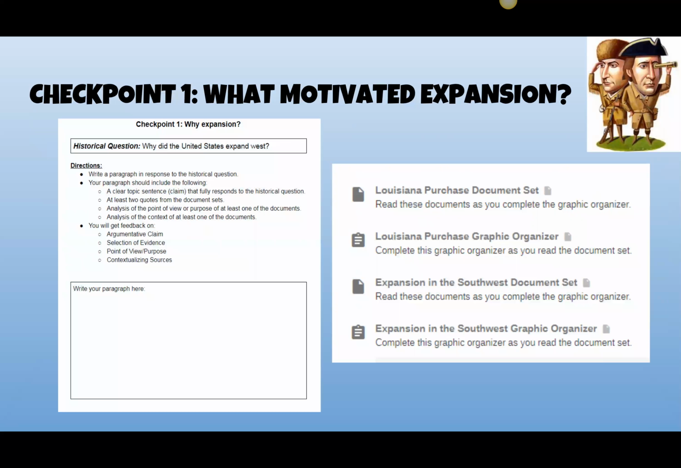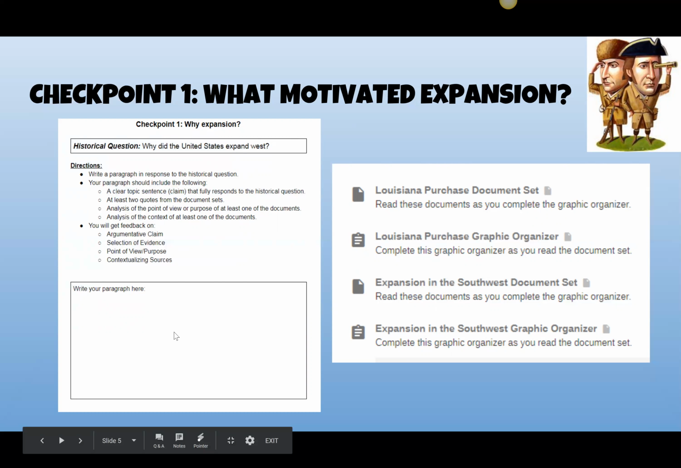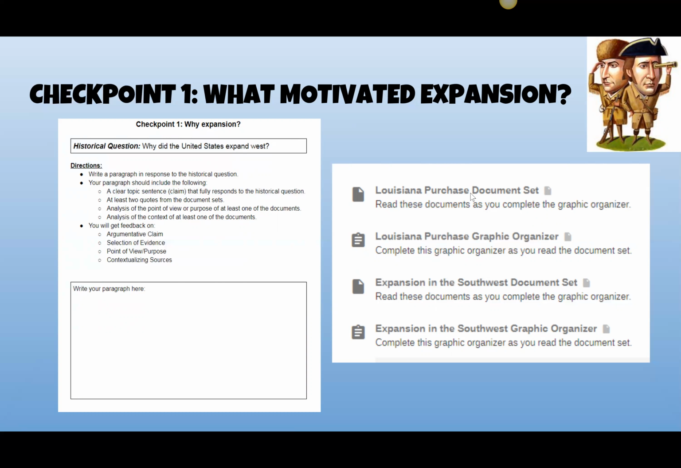For checkpoint 1, it's all about what motivated expansion. So why did people decide to move west and get out of the Northeast? What you're going to be doing in checkpoint 1 is looking through these document sets. Over to the right side of the screen, you will have access to the Louisiana Purchase document set, as well as the expansion in the Southwest document set. You will want to open those. I suggest printing them if you can, using the graphic organizers to really help you dig into that information and understand what's being asked of you.